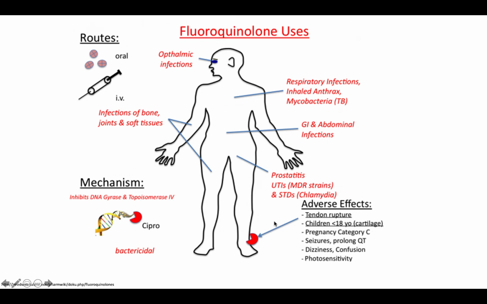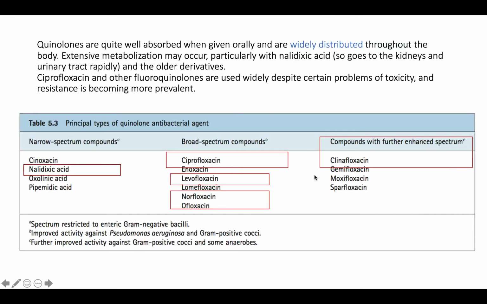We use them for many sites. Prostatitis is very hard to reach, it needs something that has high tissue penetration. This is one of the things that you can use for prostatitis, as well as respiratory, bone, soft tissue, GI, and ophthalmic infections, as we said. So these are the side effects that we mentioned as well. Quinolones are quite well absorbed when given orally and are widely distributed throughout the body, as we said.